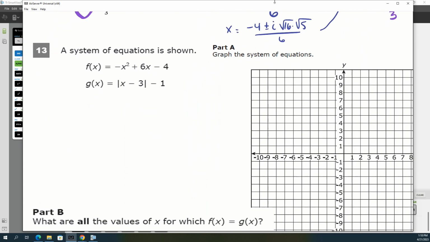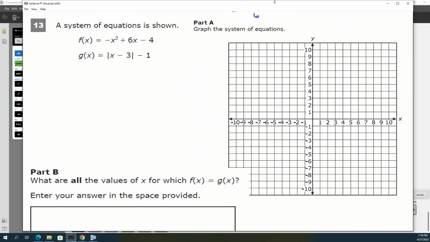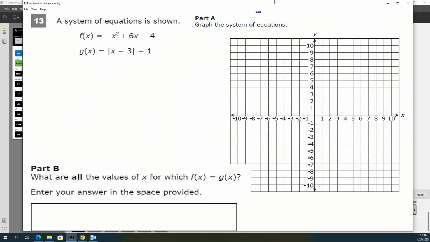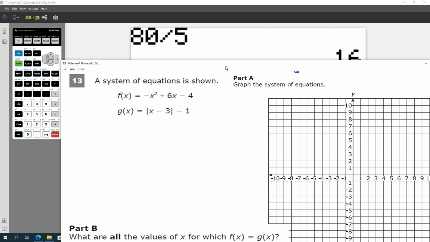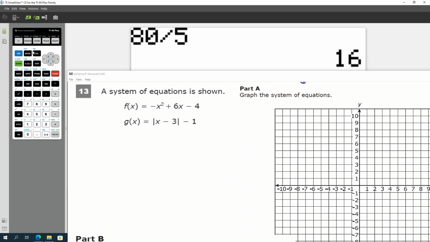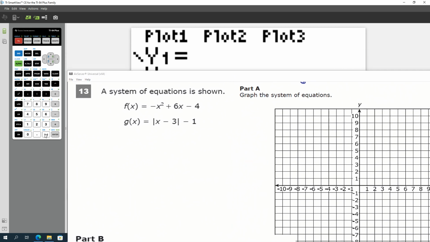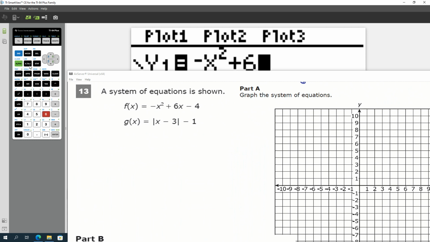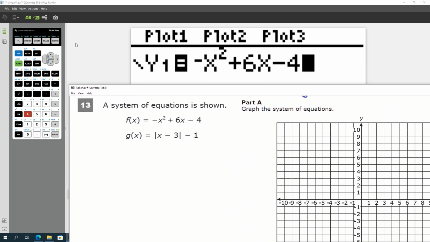Okay. Number 13 has 2 parts. The first part is to graph the system of equations. And so we are going to do that using the calculator. So we'll go to y equals and type both of these in. All right, I'm just going to do them one at a time. So let's get the table.